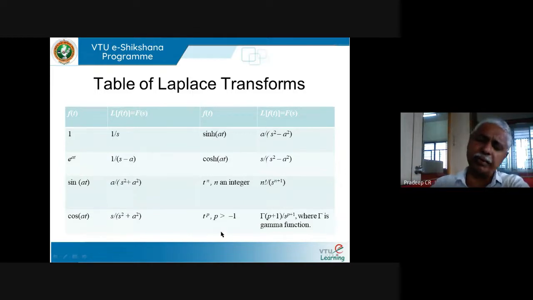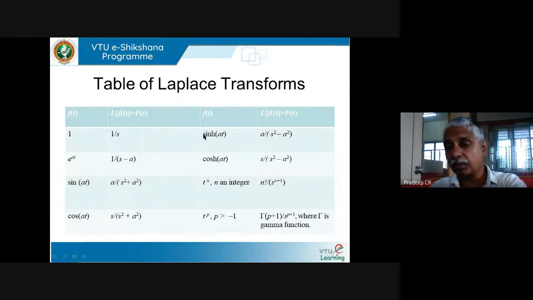Fortunately, you don't have too many functions. There are some standard functions. For example, if function is 1, constant function 1, then its Laplace transform is 1 by s. If the function is e power at, its Laplace transform is 1 by s minus a. If function is sine at, its Laplace transform is a by s square plus a square. If function is cos at, its Laplace transform is s by s square plus a square. If function is sine hyperbolic at, then its Laplace transform is a by s square minus a square.